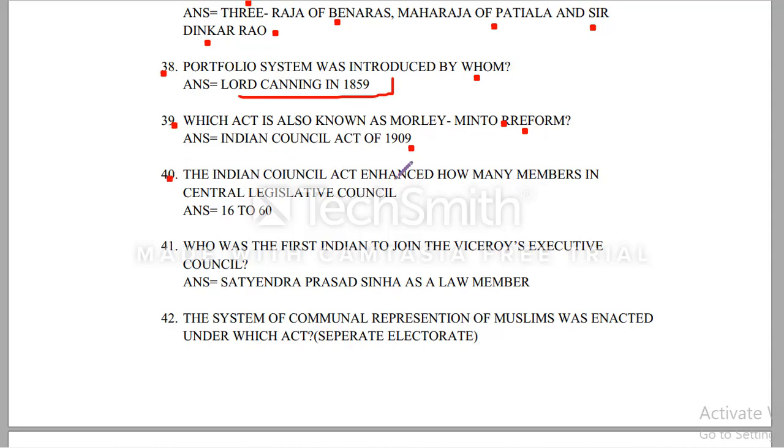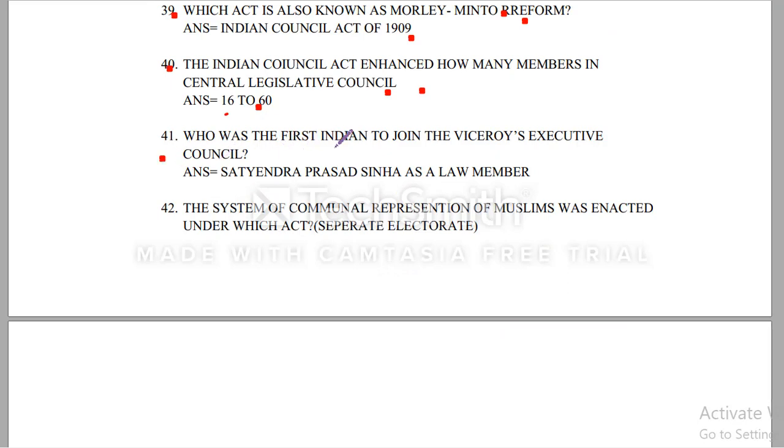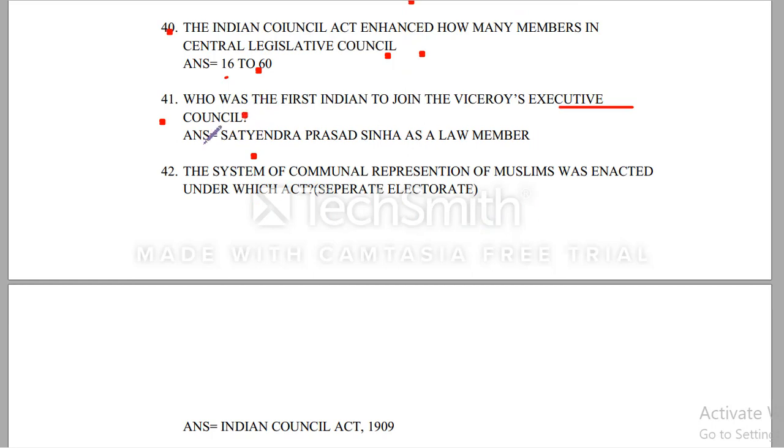Next, the Indian Council Act of 1909 enhanced how many members in the Central Legislative Council? It is 60. Earlier it was 16. Next, who was the first Indian to join the Viceroy's Executive Council? Answer is Satyendra Prasad Sinha as a law member.